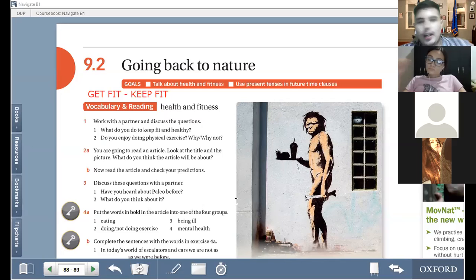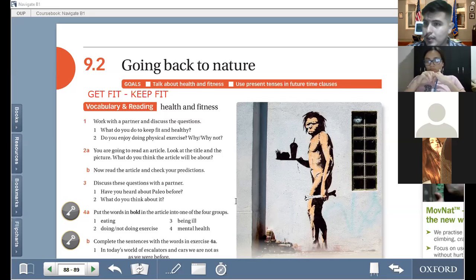Okay, so I'm going to use the breakout rooms tool, and I want you to discuss these two questions. One, remember, what do you do to keep fit and healthy? Like what are your habits? What do you eat? What do you really do in order to keep your body the way it is? Number two, do you enjoy doing physical exercise? Why or why not?